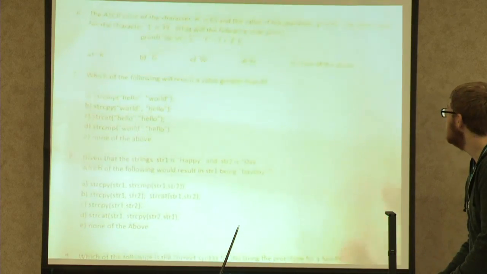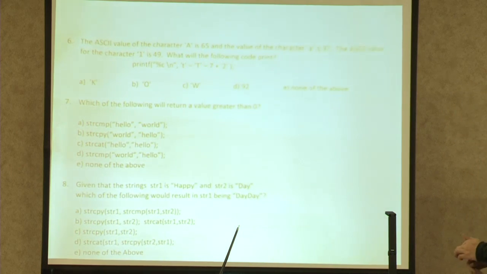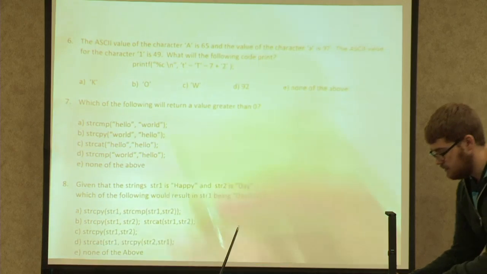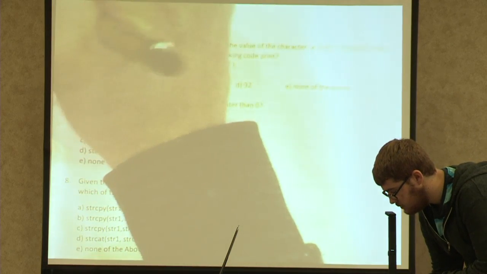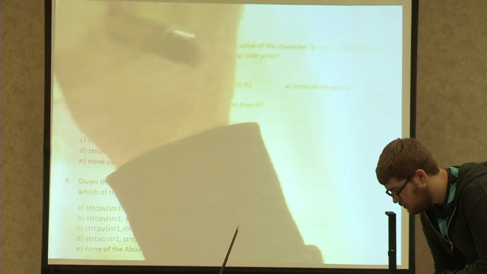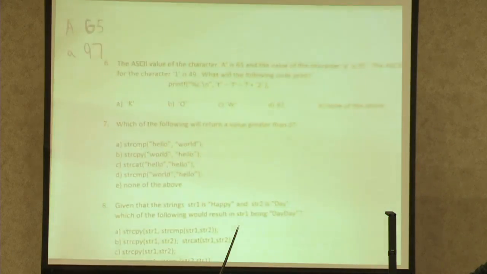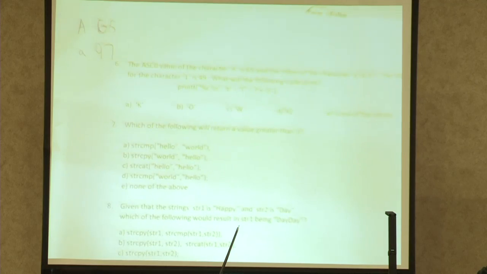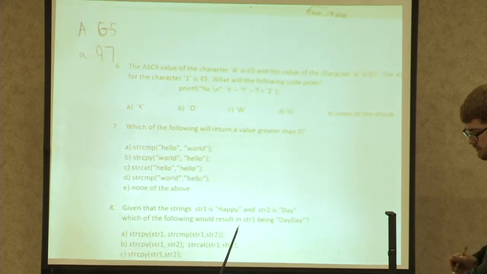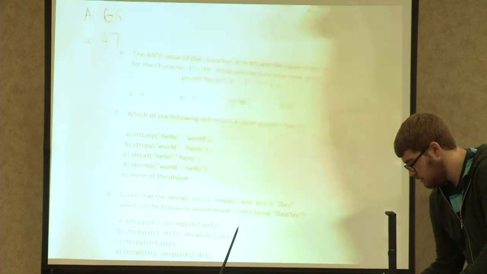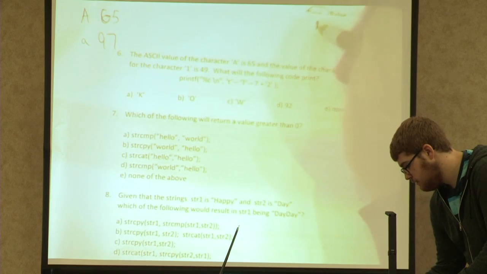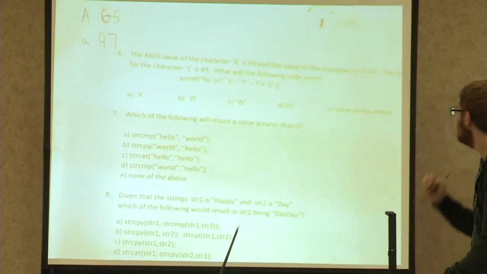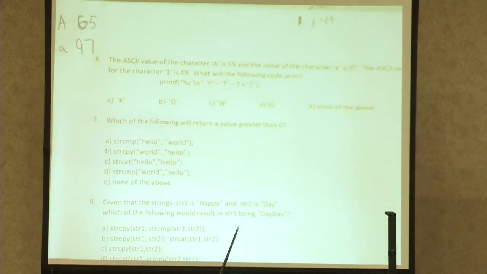Okay. She said the ASCII value of character A is 65, and lowercase a is 97. So A is 65, and then a is 97, right? The ASCII value for character 1 is 49. It's a little weird to write a number on a number, but whatever.